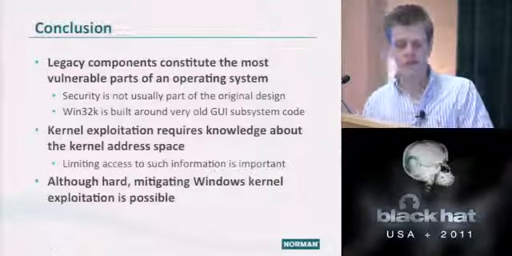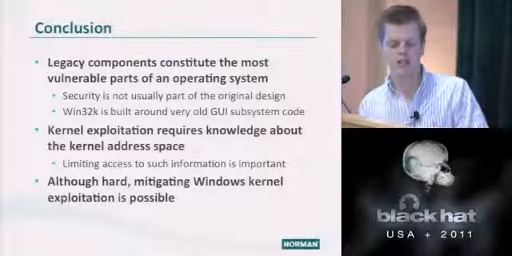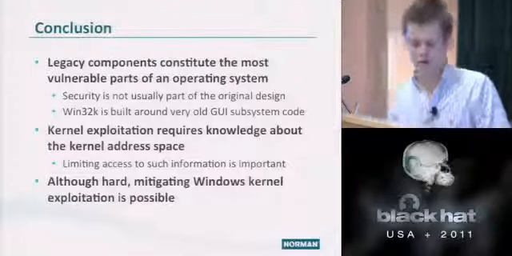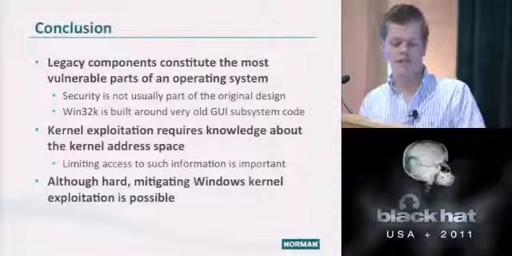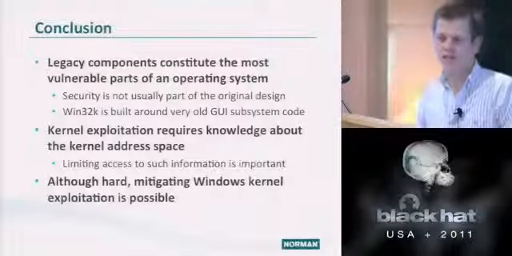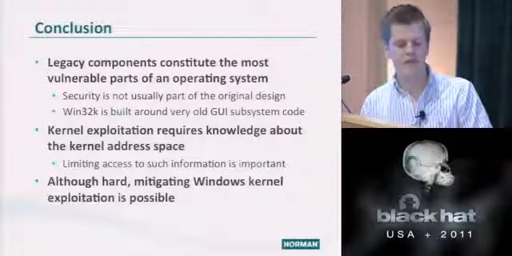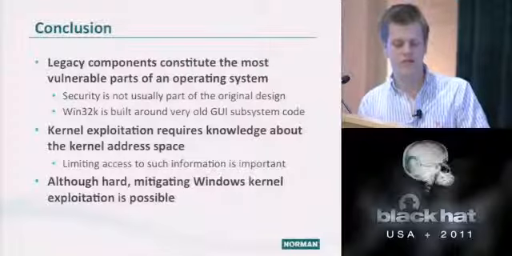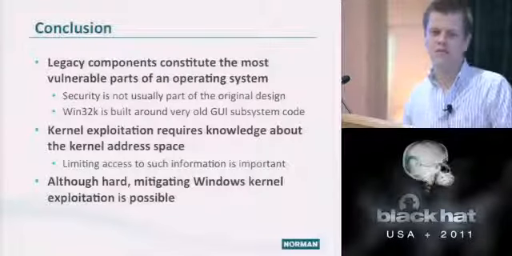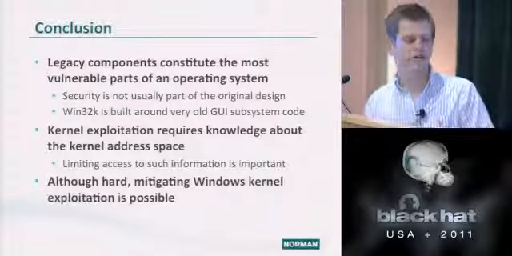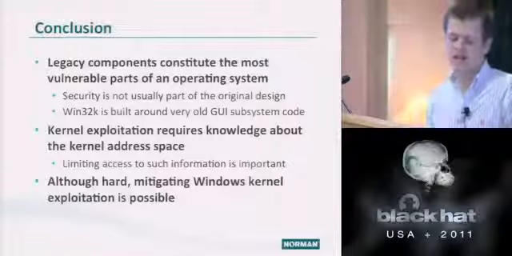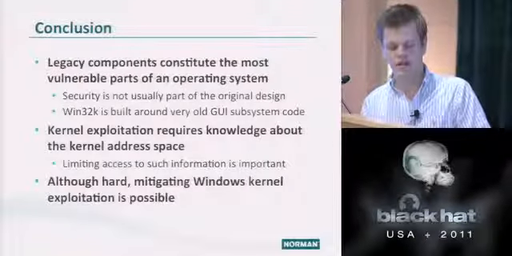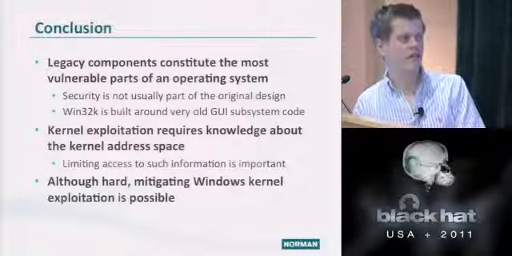So legacy components are probably the most vulnerable parts of an operating system, meaning that security was not usually part of the original design. Win32K is built around some very old GUI subsystem code from before the transition. Before you introduced Win32K.sys, they used much of the same code. So it's going to be difficult when you don't have security as part of the original design.